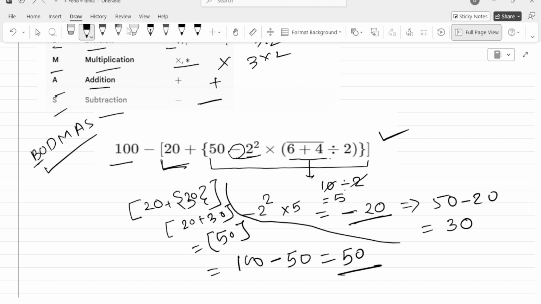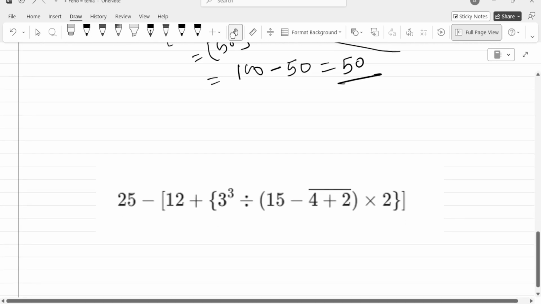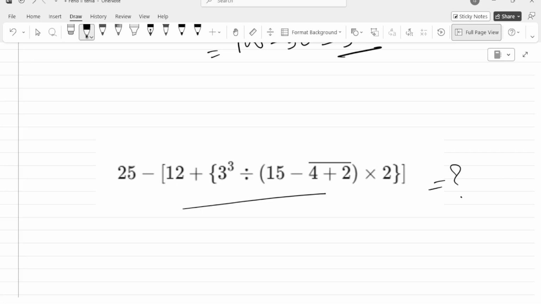Now I have another example for you. You just comment what the correct answer is. If you get the answer correct, then I will give a thumbs up. Okay, I hope this video helps you understand the BODMAS rule and how to use it in simplification.